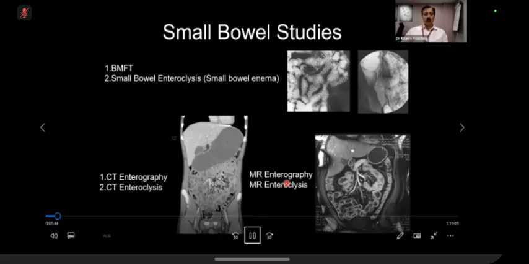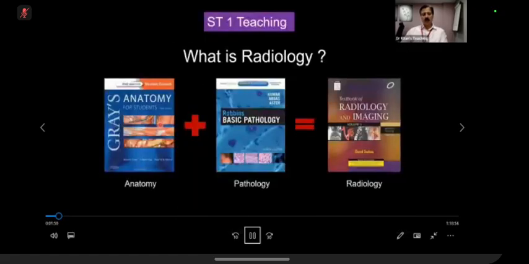MRE I am going to teach you because MRE is now very important for the exam. But MR enterocolysis, very few people are doing. Again, same technique. So these words should be in your vocabulary.